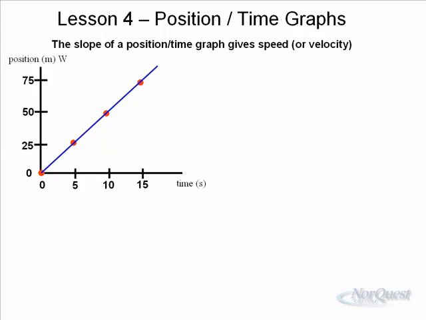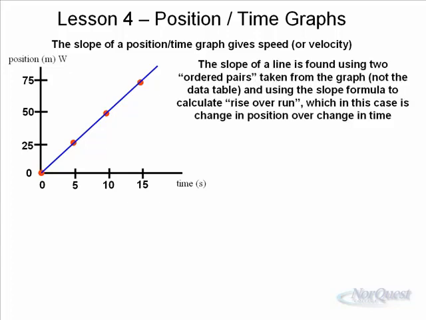This is a very important definition in physics 20 and in physics 30 and beyond. The slope of a line is found using two ordered pairs, taken from the graph, not from the data table, but from the graph, and using the slope formula to calculate the rise over the run. So I picked 2 points here. At 12 seconds, it was at about 60. And at 4 seconds, it was at about 20.